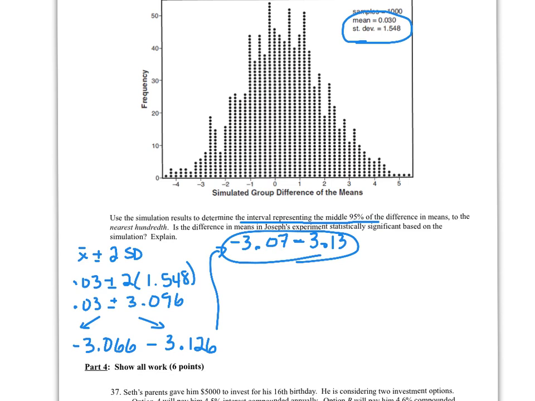It says, is the difference in the means in Joseph's experiment statistically significant based on the simulation? Well, remember that up on the first part there, the difference in the means was 5, right? So if we look down here, here's 5, and you see that that would include 3 dots. That's 3 dots out of a sample of 1,000. Which is 0.003. And as a percent, that's 0.3%. That's a very, very small number, or a very small percent.